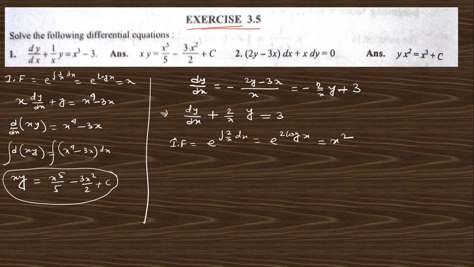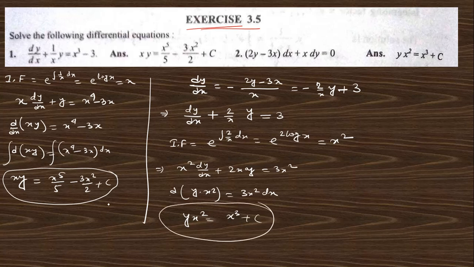Multiply this equation with x square, and you will get x square dy/dx plus 2xy equal to 3x square. This is nothing but d of (y times x square), and this is 3x square dx. So if you integrate both sides, y x square is nothing but 3x cube by 3, that is x cube plus c. This is the answer of this question. I think the process is clear.